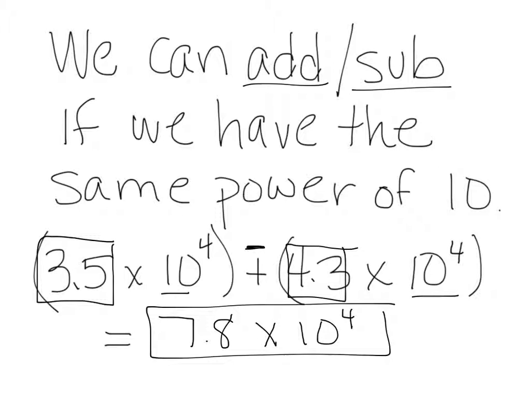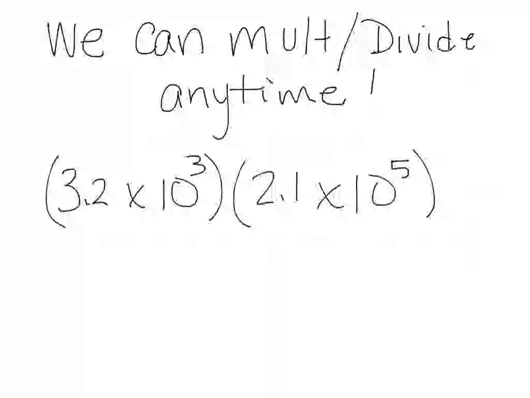Likewise, if this was a subtraction, you would go 3.5 minus 4.3. You'd get a negative number. That's okay. Well, no, it's not. So we'd have a different problem, but the idea is the same. If one of these was a 10 to the fifth and one was a 10 to the fourth, then we couldn't just add the front numbers together. We would have to change one of them so that it was the same as the other one. So that's addition and subtraction. I'm not sure you're going to see a lot of that in this section, but I wanted to throw it out there.